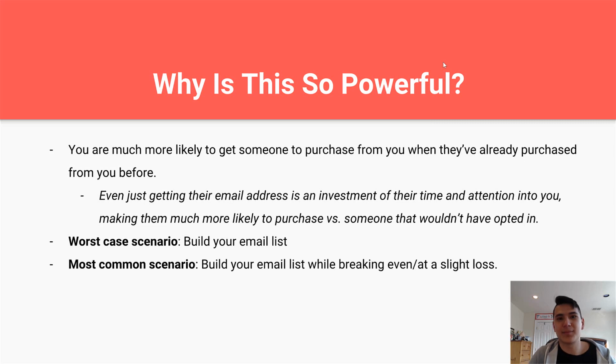In the most common scenario, or the average scenario, you're going to build your email list while breaking even or at a slight loss. Like in that past example, we spent $600, but we made $600 back, and we gained 200 new people on our email list. So that's kind of like the average middle ground where you'd be sitting.